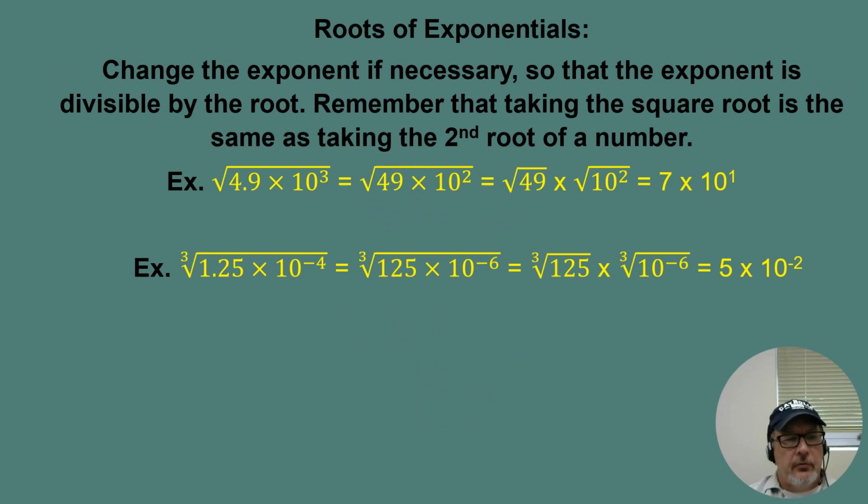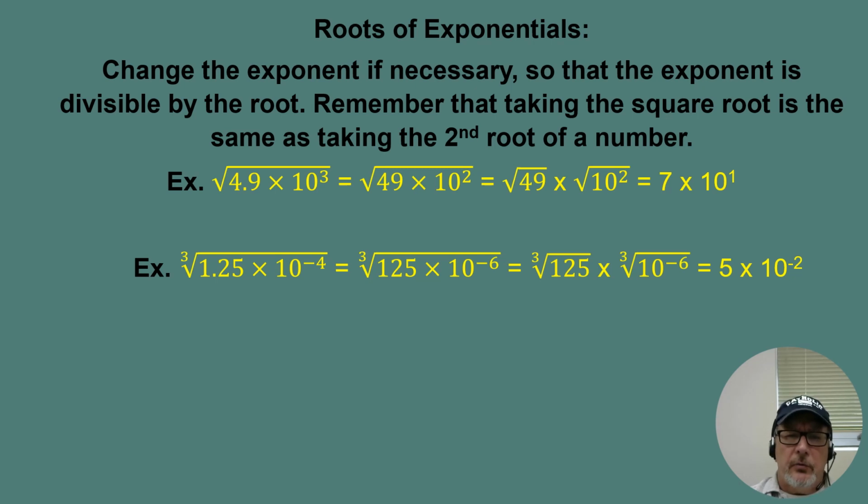To change the root of a number expressed in scientific notation to proper scientific notation, first change the exponent if necessary so that it is divisible by the root. In our first example here, we want to take the square root of 4.9 times 10 to the third power.